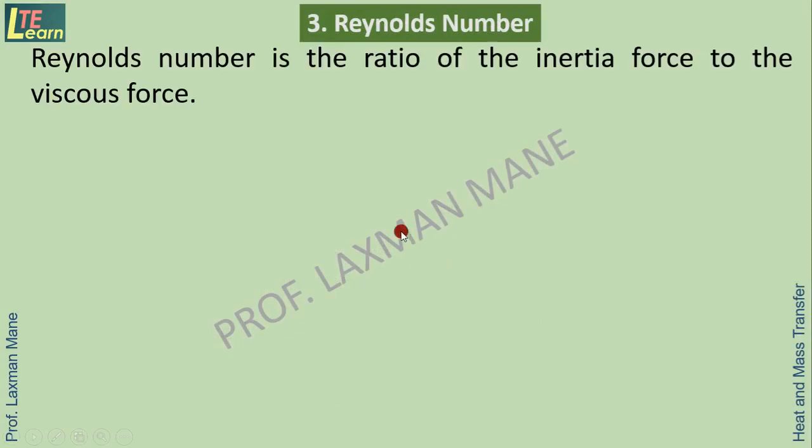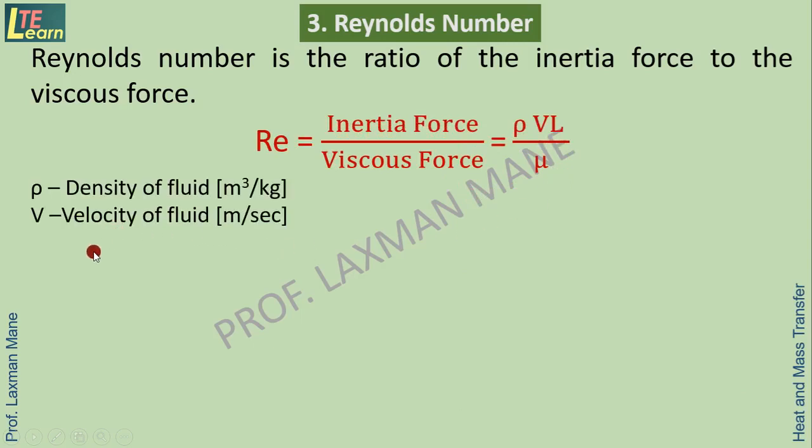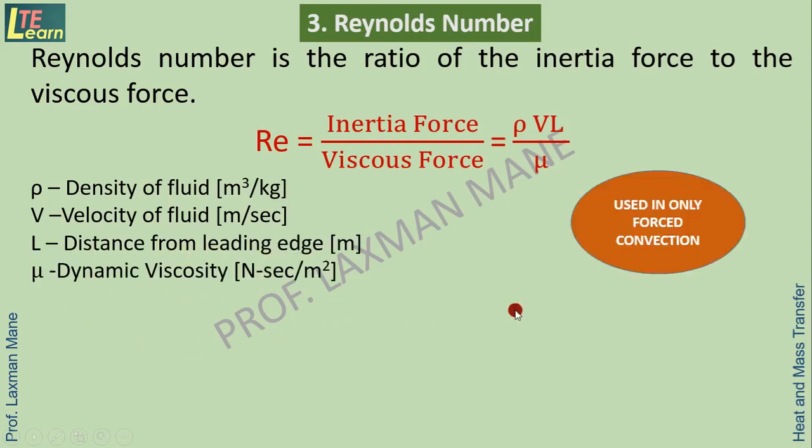Reynolds number, it is the ratio of the inertia force to viscous force. It is written as rho VL by mu, where rho is fluid density, V is fluid velocity, L is the distance of point of fluid from leading edge, mu is dynamic viscosity. Reynolds number is used only in forced convection.